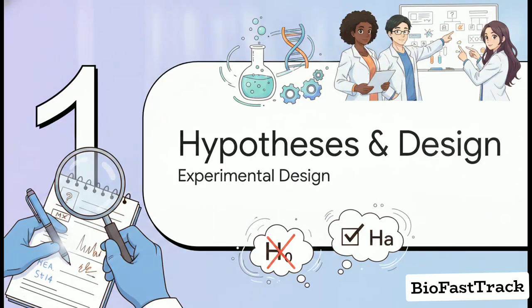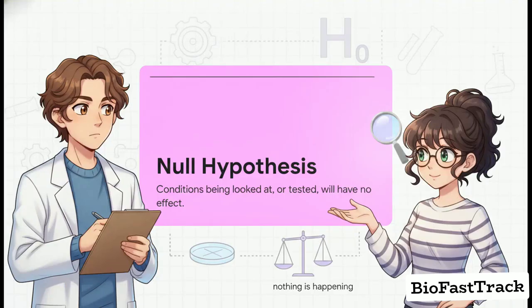Section 1. Hypotheses and Experimental Design. Before you even think about touching any lab equipment, you have to establish your hypotheses. The strict textbook definition of the null hypothesis, which is often written as H0, is that the conditions being looked at or tested will have literally no effect. The word null literally translates to nothing. It represents the absolute baseline assumption that nothing is happening and there is zero relationship between your variables.